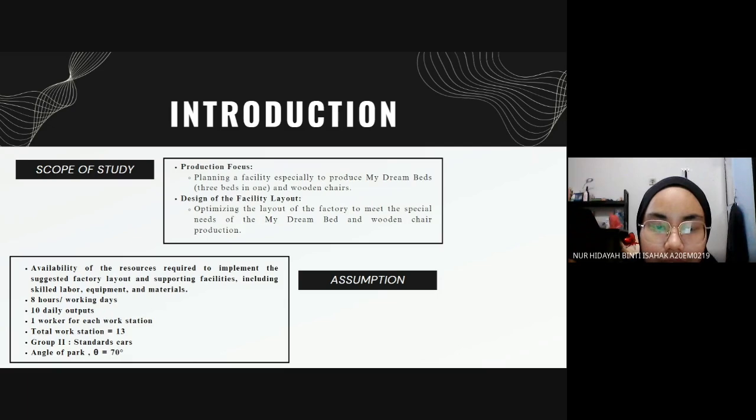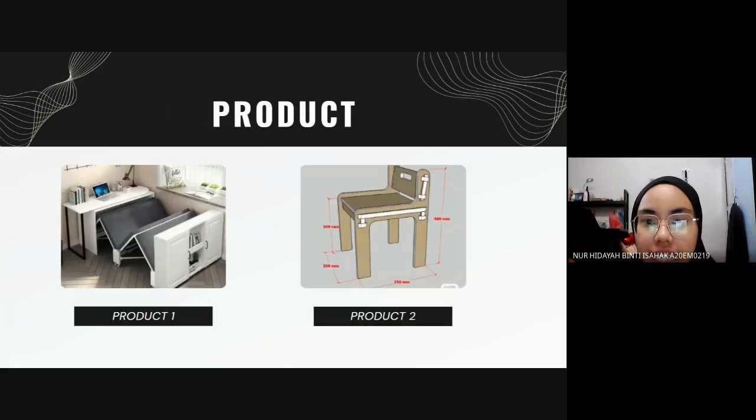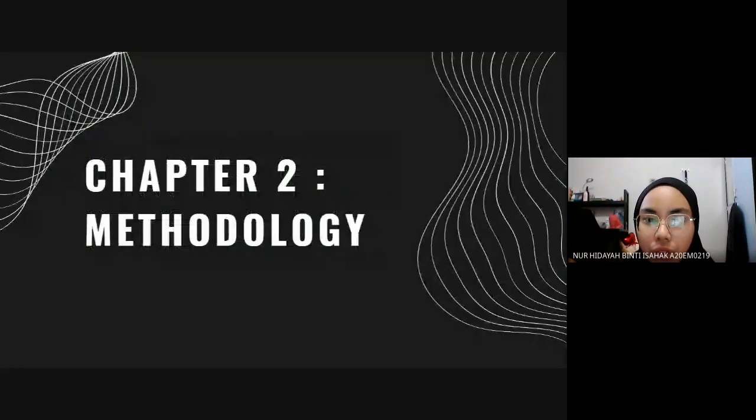Several key assumptions underpin our study. We assume the availability of necessary resources, including skilled labor, equipment, and material. The production work is based on an 8-hour workday with an expected output of 10 units daily and 1 worker for each workstation. Total workstations equal 13, and we use group 2 as a standard car, and the angle of our part is 70 degrees. Next, this is our product: product one is My Dream Bed, with three functions in one product, and product two is a wooden chair. Next, I will pass to Loh Chayun.